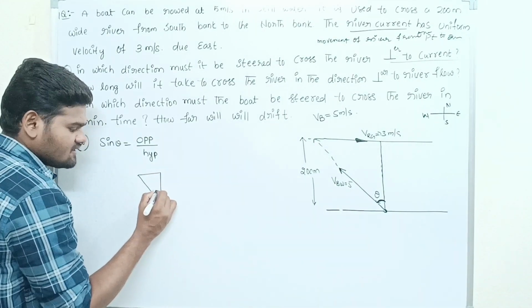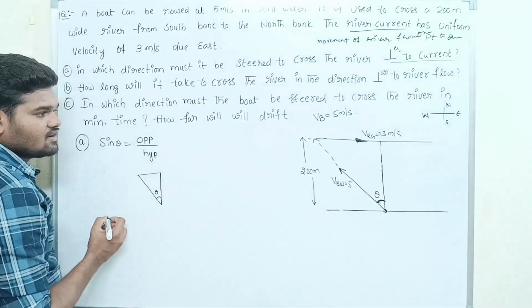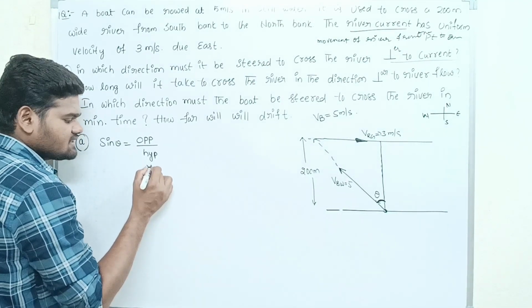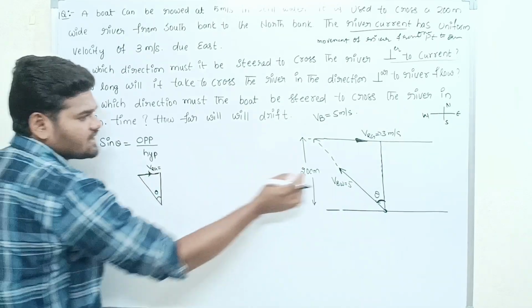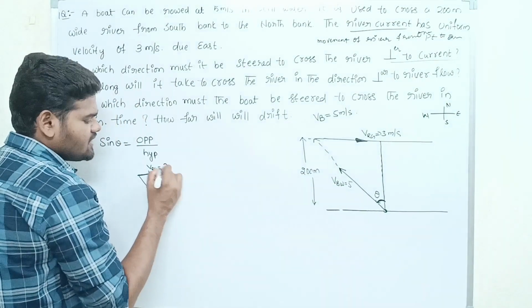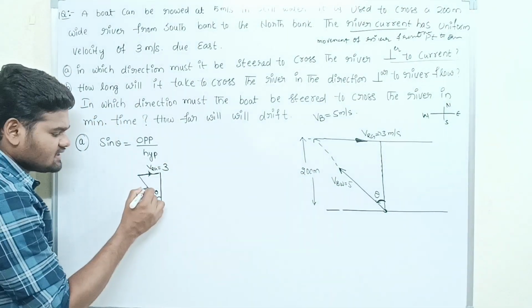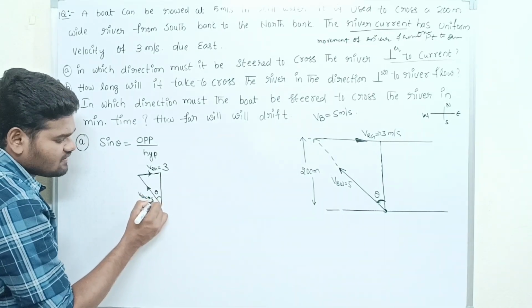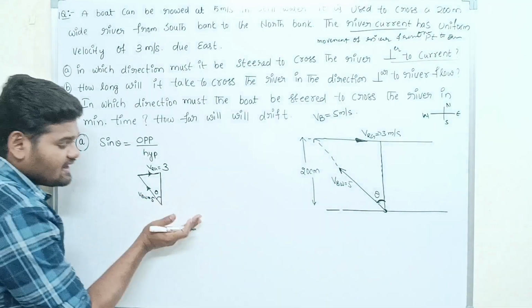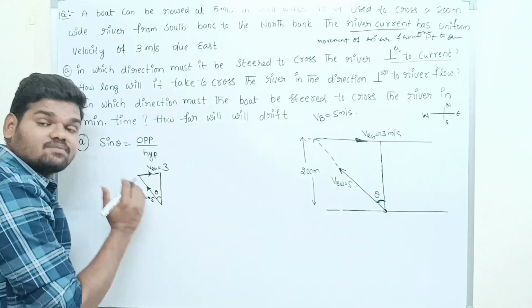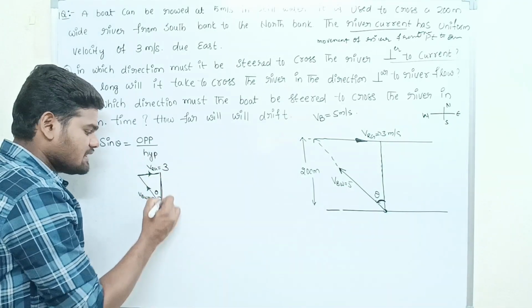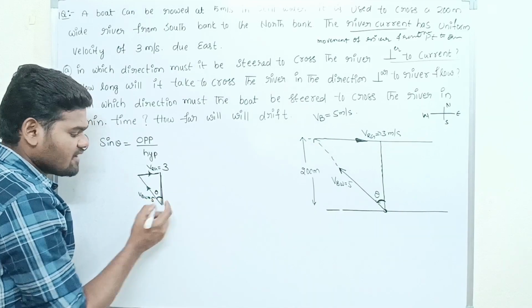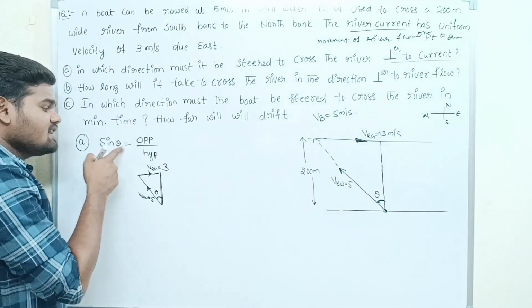This is the angle theta made with the perpendicular line. In this direction, the velocity of river is there, velocity of river with respect to ground, how much? 3 meter per second. And in this direction, the velocity of boat with respect to water is there, how much? 5. What we have to find? In which direction the boat is moving with respect to the perpendicular. That means we have to find the angle theta. For that I have taken sin theta.